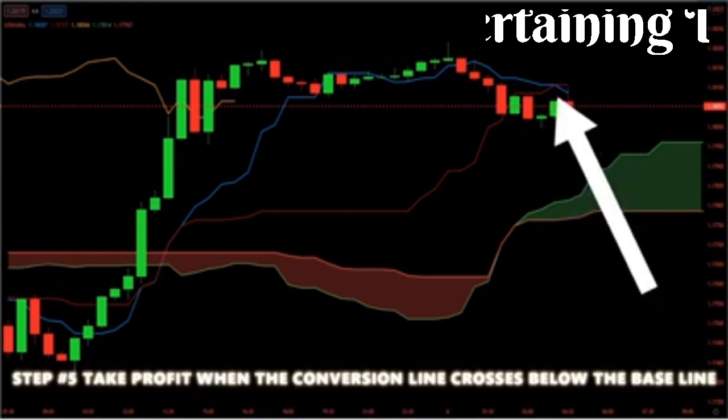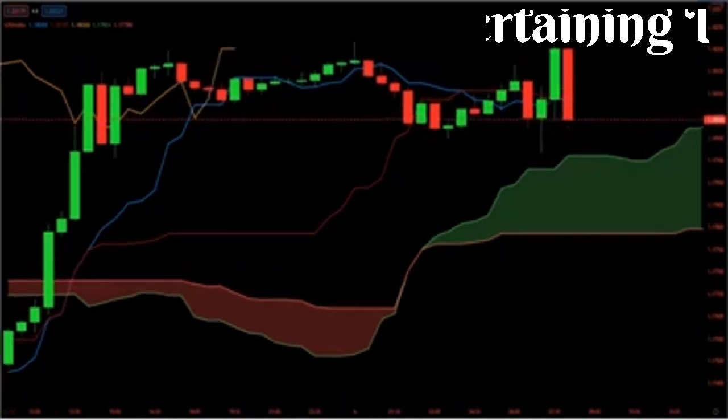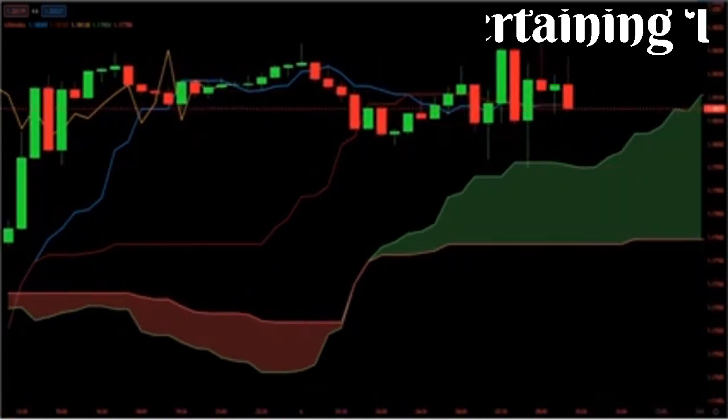Alternatively, you can wait until the price breaks below the cloud, but this means risking losing some parts of your profits. In order to gain more, sometimes you have to be willing to lose some. Now, what do we think about this strategy?